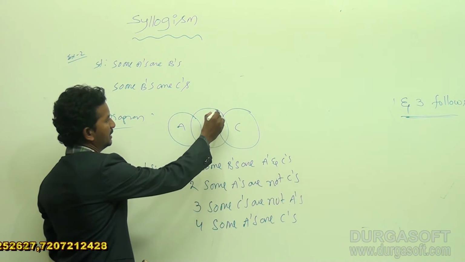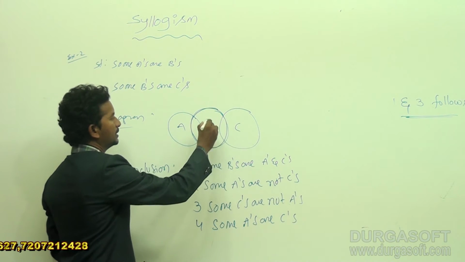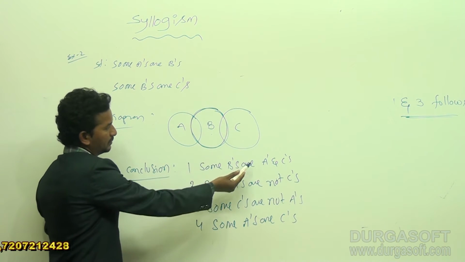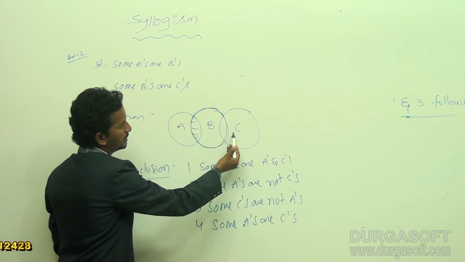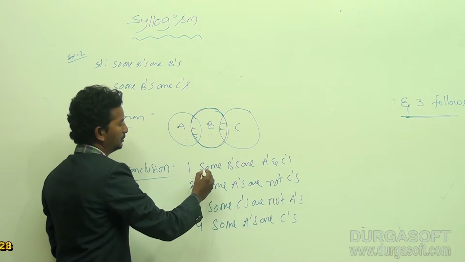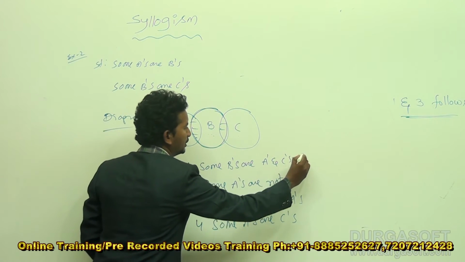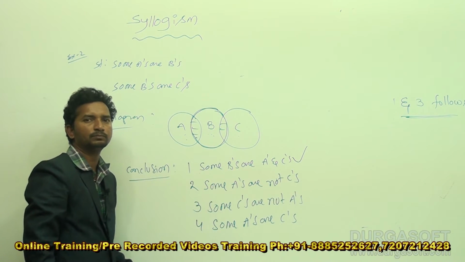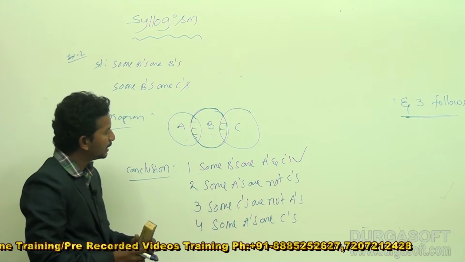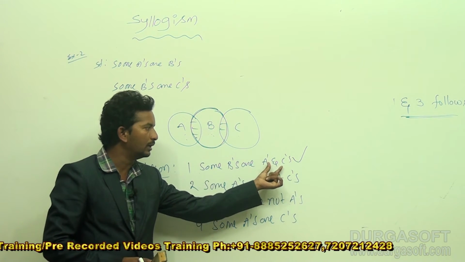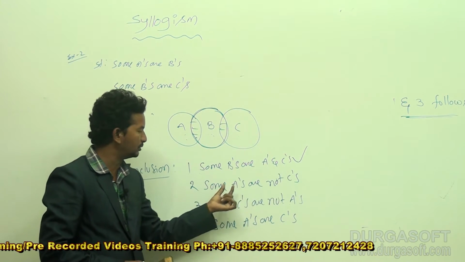Now some B's, this is the B diagram. Some B's are A's, so here there is an intersection portion. Some B's are A's, some B's are also C's. According to the first conclusion, this is a true statement. Just check it here, true or false. Now this is some B's are A's and C's.